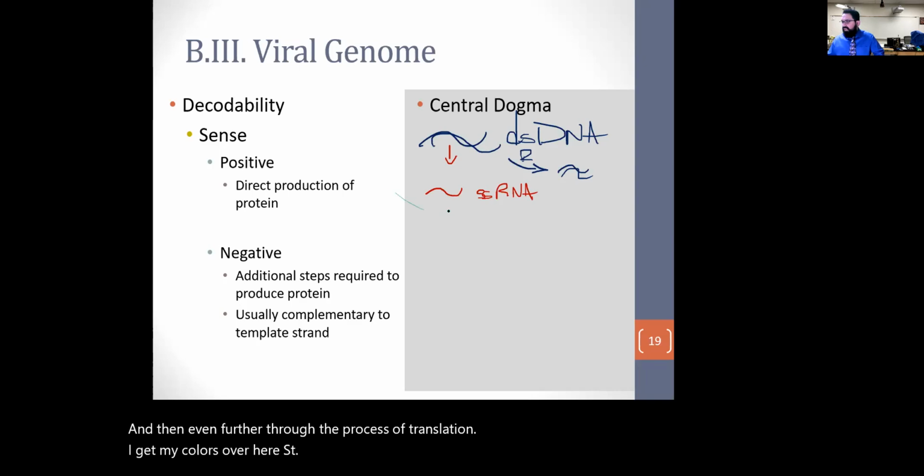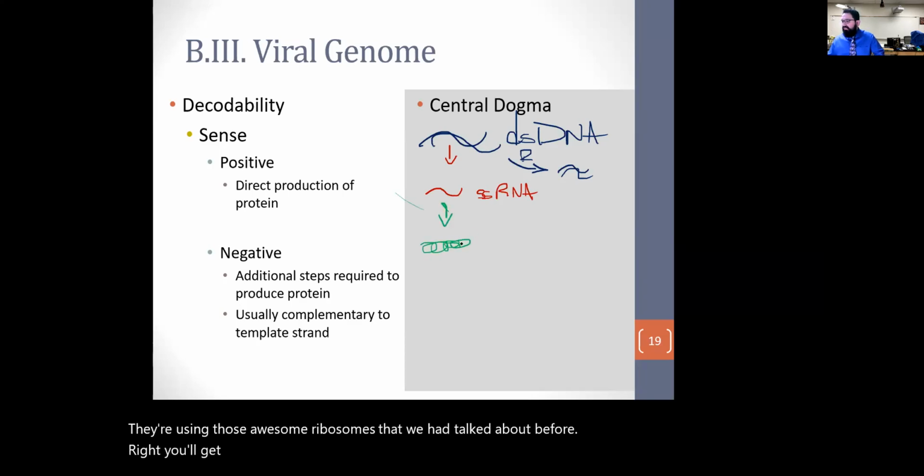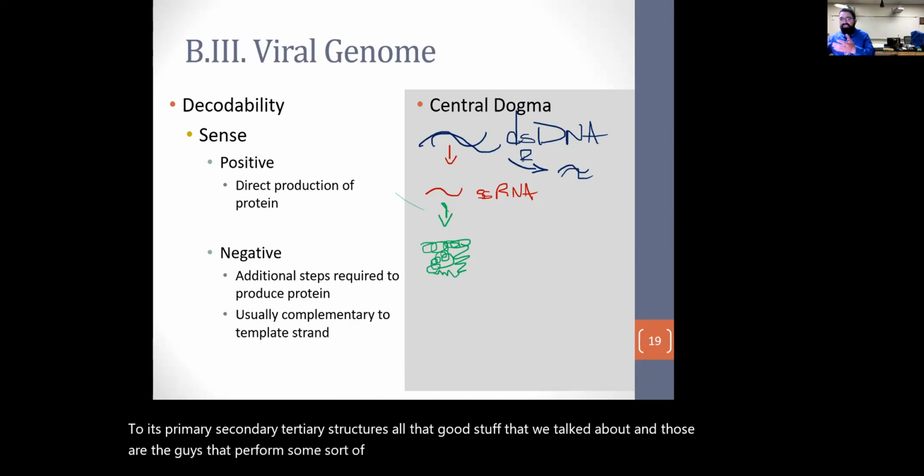And then even further through the process of translation, through using those awesome ribosomes that we had talked about before, right? You'll get this cool little protein, right? Through its primary, secondary, tertiary structures, all that good stuff that we talked about. And those are the guys that perform some sort of function. That's what we learned so far. That was our central dogma, DNA, RNA, protein, right?